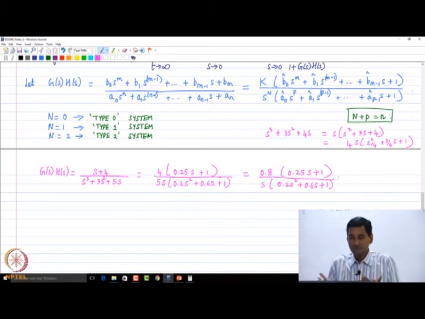So here capital N is 1, small p is 2, m is 1, and k happens to be 0.8. And that is what is called the open loop gain. We will come there shortly, next class.